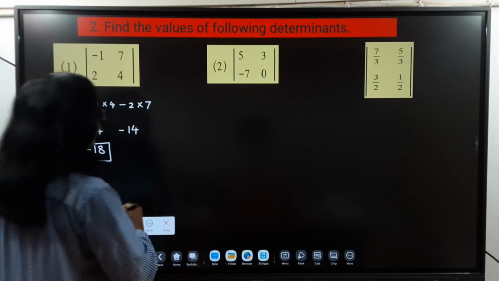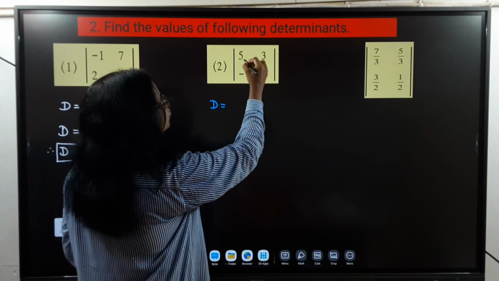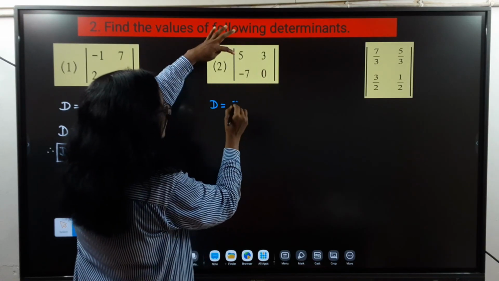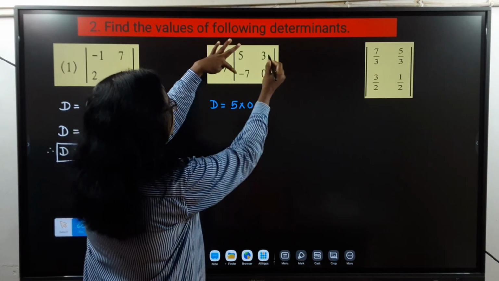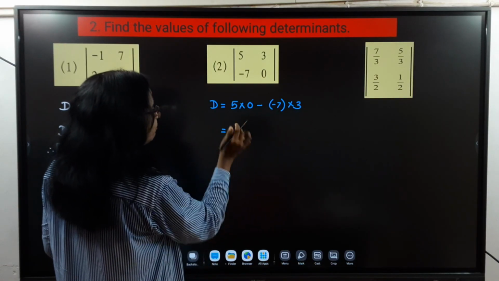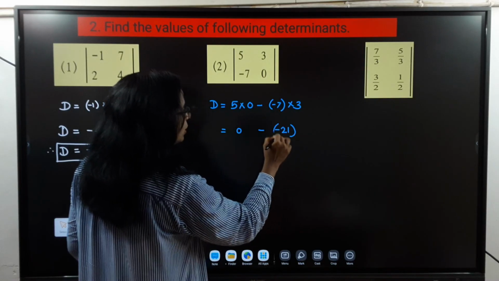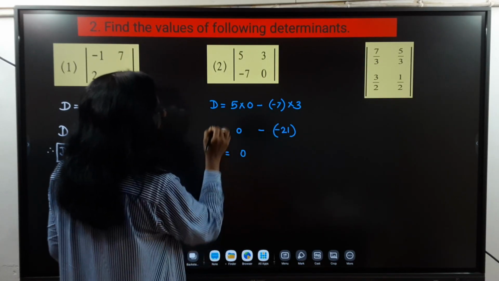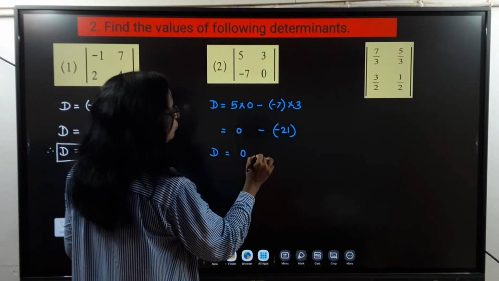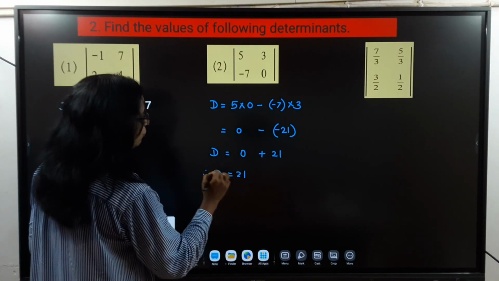Then the next one is the determinant of this. Cross multiply: 5 multiply 0 minus 7 multiply 3. The product of 0 and 5 is 0, minus the product of minus 7 and 3, which is minus 21. Therefore D is equal to 0 plus 21. Therefore D is equal to 21.